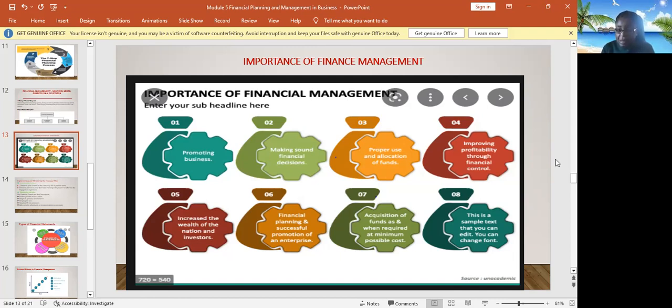financial management helps you to evaluate yourself. You can go through it, you can look at it. You can say, okay, this is where I made a mistake. This is where I will fall back to. This is what I can do.